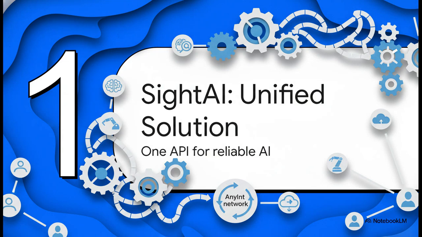And this is where SightAI and its AnyInt network come into the picture. The idea at its core is just brilliantly simple. Give developers one single, unified, intelligent API that sits between you and all those different AI models. It's designed to be the elegant fix for all that integration chaos.